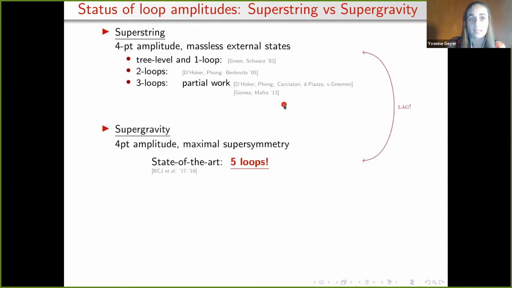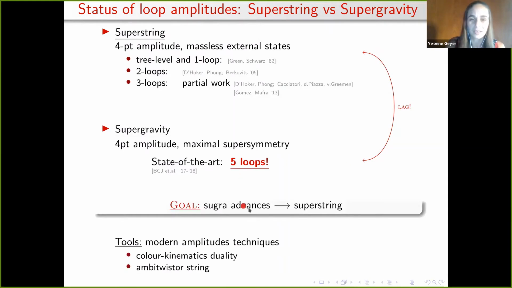In contrast to this, in supergravity, for 4 points of maximal supersymmetry, the state of the art is 5 loops. And this is despite having started basically at the same point as the superstring, following directly from this calculation in the 80s. So there's an immense discrepancy between these two theories. And so the goal of today's talk is to at least partially try to rectify this and to import some of the supergravity advances that we've seen in recent years into the superstring. Now, we're going to try to do this only at 3 loops.